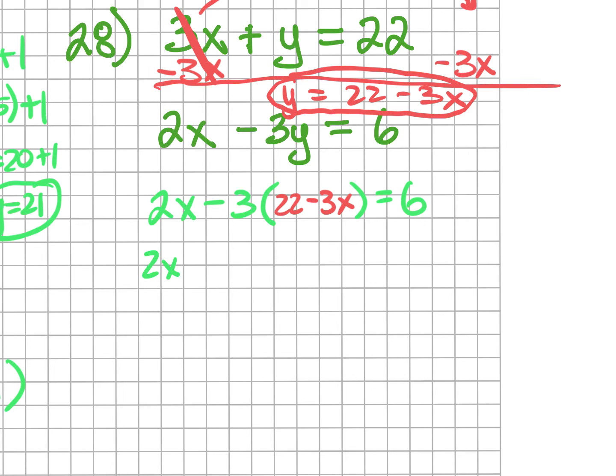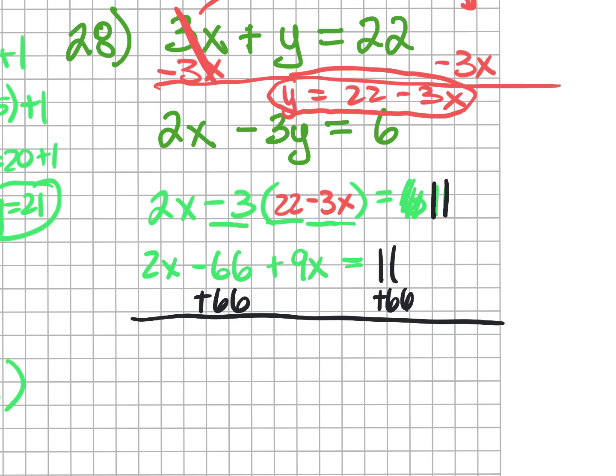All right, so 2x, negative 3 times 22 is negative 66. Negative 3 times negative 3x is positive 9x equals, oh, and I think we were supposed to say that this wasn't 6, this was 11, I believe, is what we ended up saying in class. We changed it because I realized it didn't work. Okay, equals 11. So we add 66 over here to get rid of it and put it over here. I think in class I messed that up in my head. So we have 2x plus 9x is 11x when we combine them, equals 77. We divide by 11.